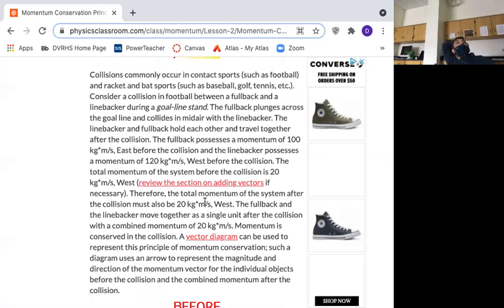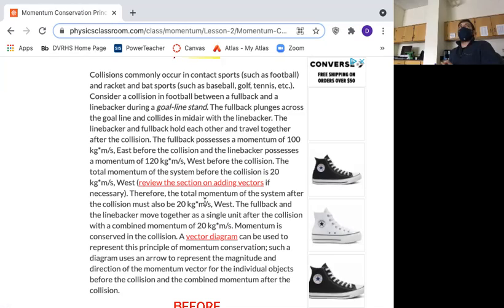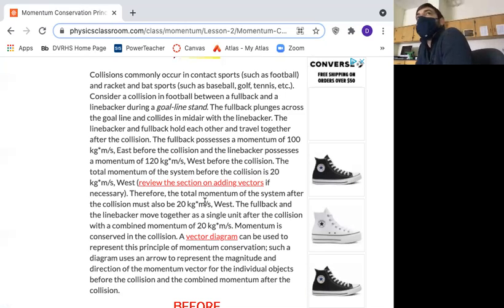Collisions commonly occur in contact sports such as football and racket and bat sports such as baseball, golf, or tennis. Consider a collision in football between a fullback and a linebacker during a goal line stand. The fullback plunges across the goal line and collides in midair with the linebacker. The linebacker and fullback hold each other and travel together after the collision. The fullback possesses a momentum of 100 kilogram times meters per second east before the collision. The linebacker possesses a momentum of 120 kilograms times meters per second west before the collision. The total momentum of the system before the collision is 20 kilograms times meters per second west.